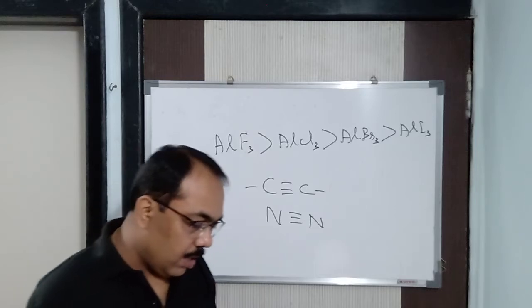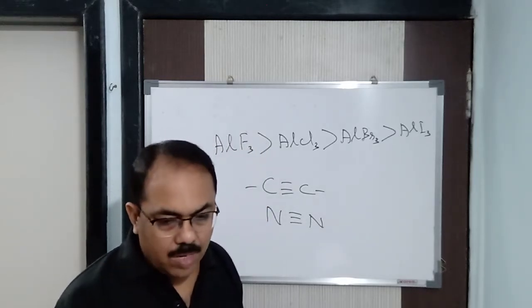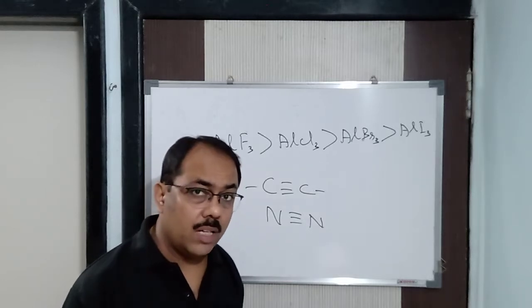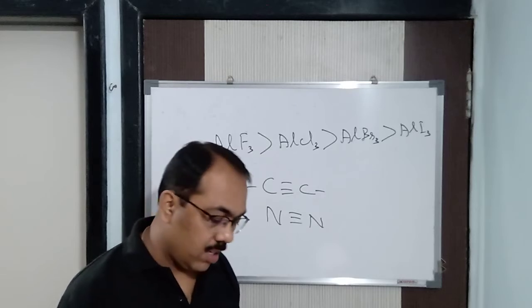Now, a pi bond is never formed alone. It is always formed with a sigma bond. First a sigma bond is formed, then a pi bond is formed. Always remember that. First head-on overlapping takes place, then lateral overlapping takes place. This I have studied in the regular class also.